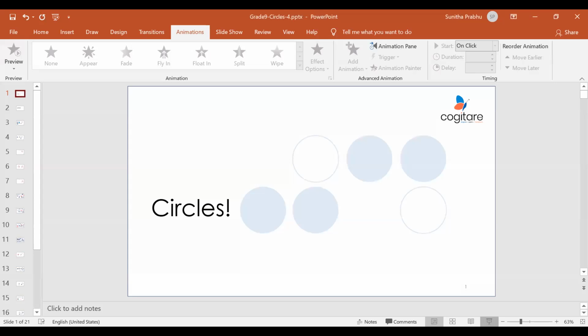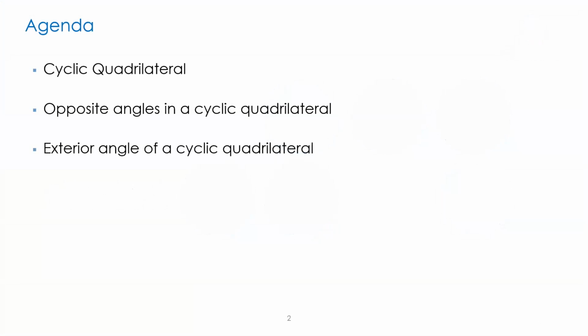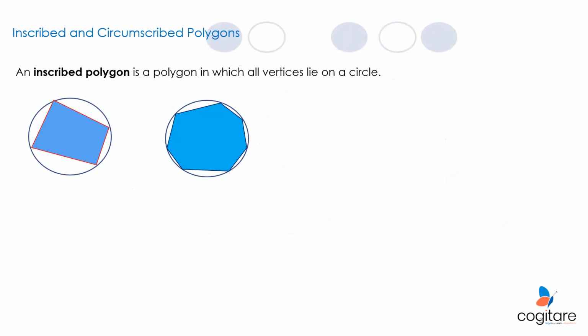Hello folks, so let's continue on the theorems on circles. Today we'll look at the properties of a cyclic quadrilateral, right? If you remember when we looked at the properties of a circle, we also touched upon inscribed and circumscribed polygons, correct? A polygon is a closed figure with three or more sides, and an inscribed polygon is one where all the vertices of this polygon lie on a circle.